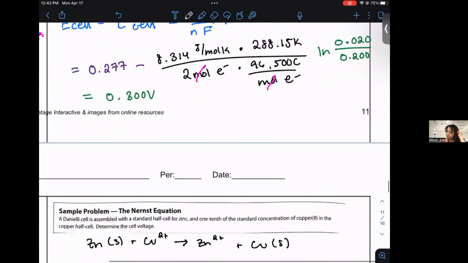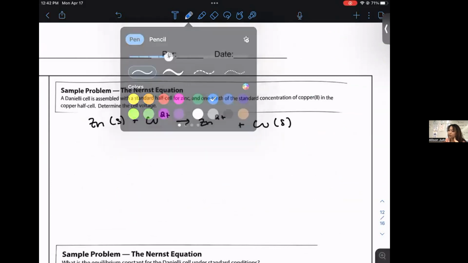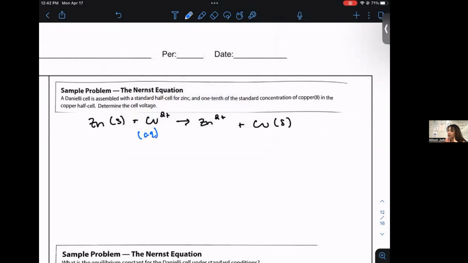So what we have here is basically a plug and chug situation. You would want to write out the reaction so that you know who's getting oxidized and who's being reduced. And don't forget, when you're looking at this, anytime you see an ion, it's aqueous. That's how you're going to get your Q values.